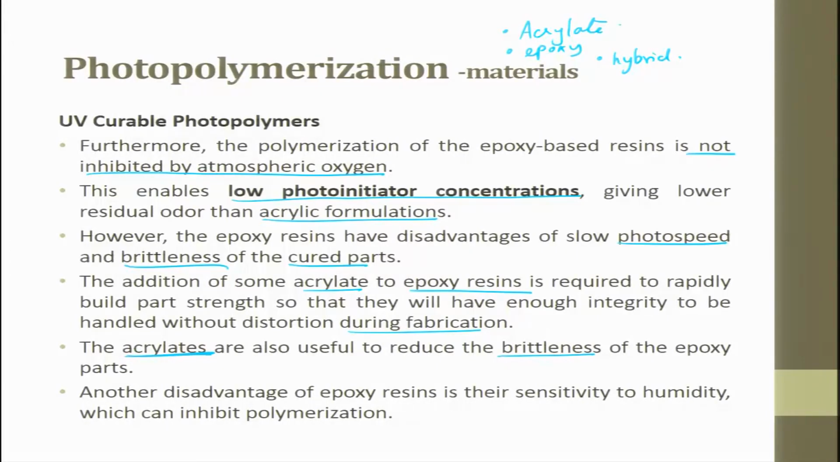Okay. So, acrylate 46% curing, here it is 95% or 94% curing. So, here when you have a hybrid, it has a high strength. That is what it is. The acrylates are also useful to reduce the brittleness of the epoxy part. Another disadvantage of epoxy resin is their sensitivity to humidity, which can inhibit polymerization.